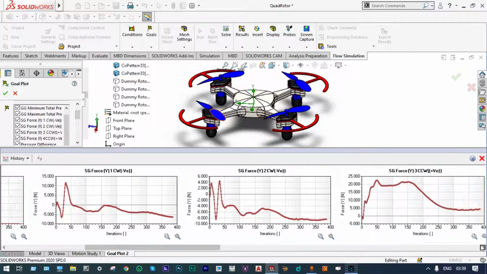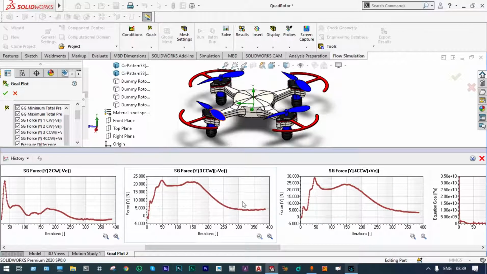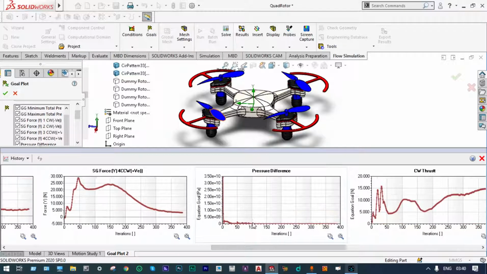Next to that, we can see this is counterclockwise thrust. You can see after 384 numbers of iterations, counterclockwise thrust is 4.30 Newton, and for the second set it is 3.35 Newtons. And from the equation goal, we got the final one. You can see total pressure difference is very high. We got the total pressure difference after 92 numbers of iterations. Its value is equal to 94 megapascal.